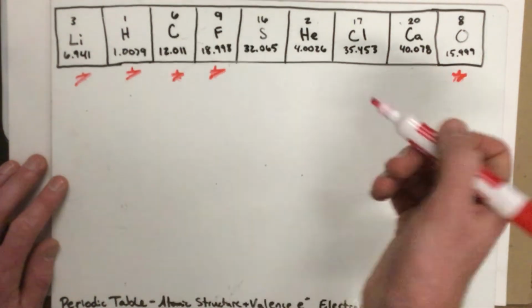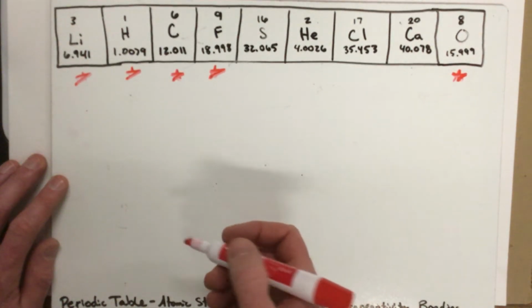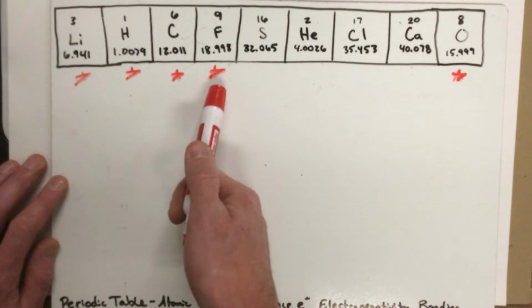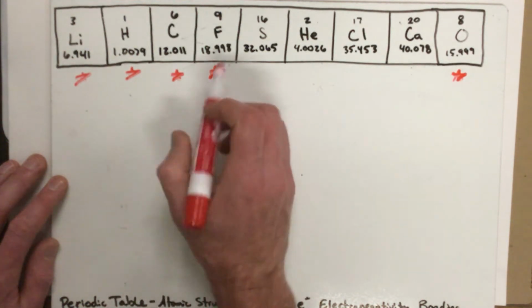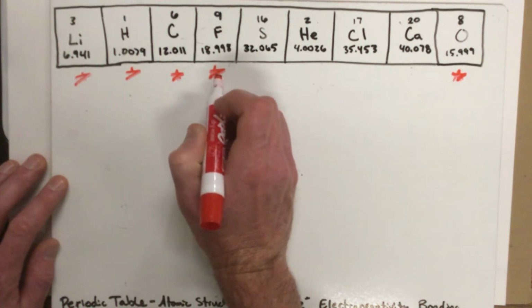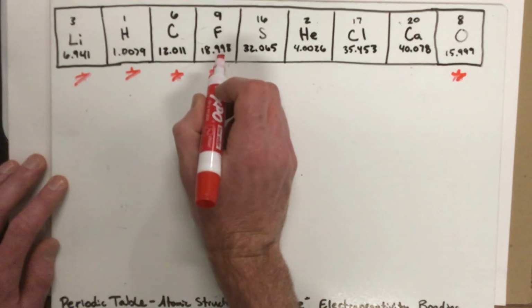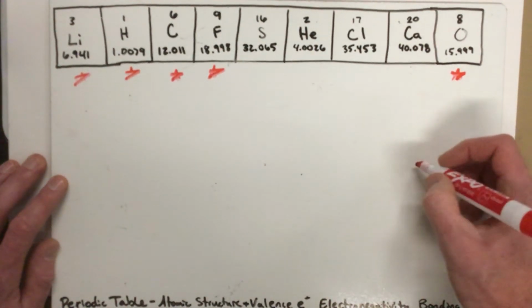Well, let's think about this. We've already covered a couple of these. We remember that fluorine was just 1 away. It just needed 1 more. So it really wants electrons. I'm going to put fluorine way over here.